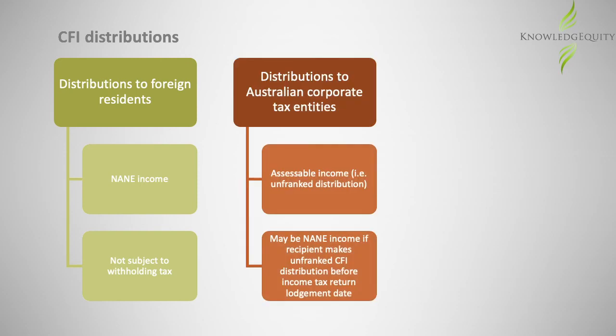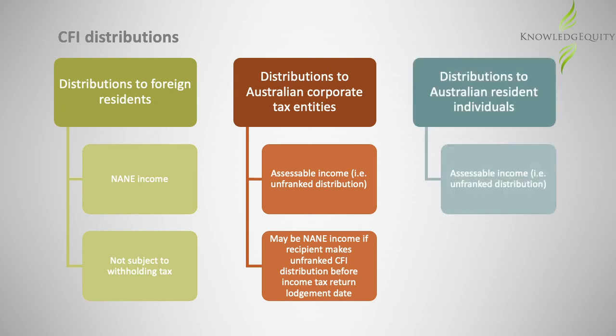Distributions to Australian corporate tax entities are typically assessable income as per normal unfranked distributions. However, if the recipient company subsequently makes an unfranked CFI distribution before its income tax return lodgement date, the original distribution received may be treated as non-assessable, non-exempt income. Distributions to Australian resident individuals are assessable income as per normal unfranked distributions.